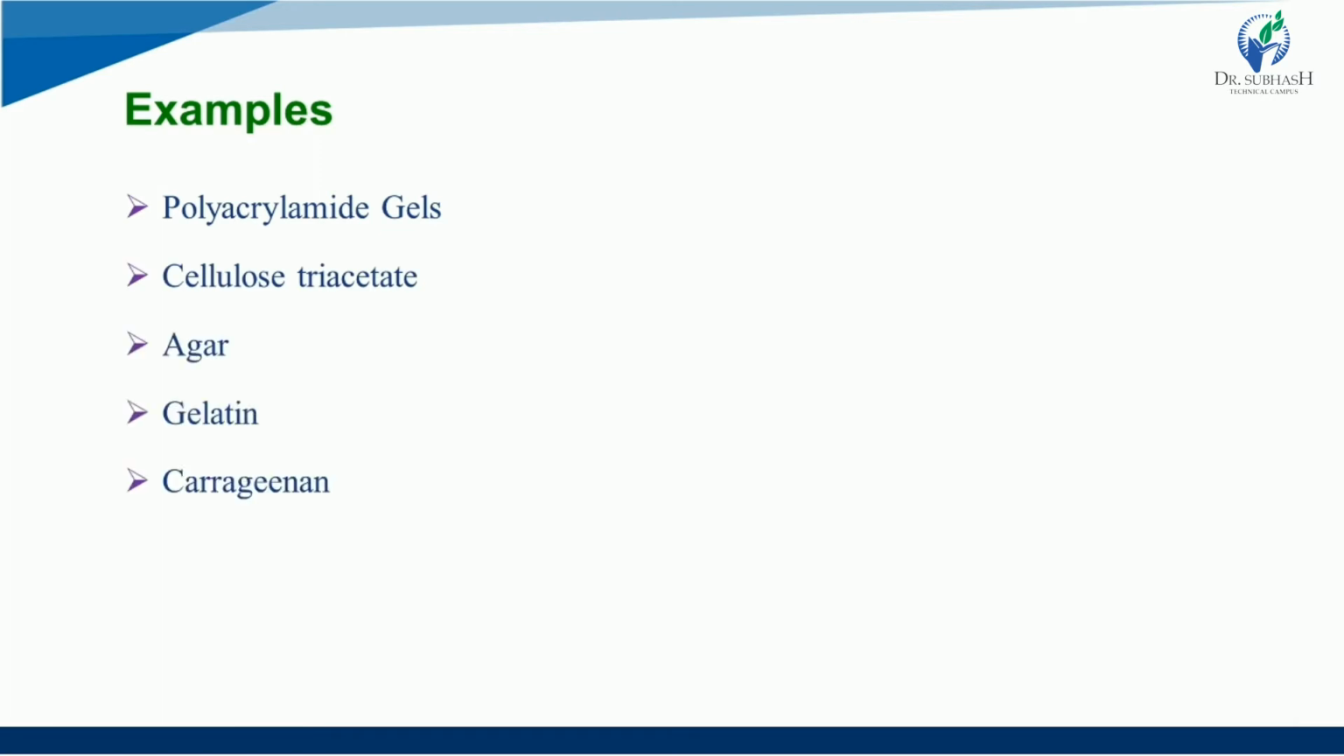So here are some of the examples of commonly used matrices for entrapment: polyacrylamide gels, cellulose triacetate, agar, gelatin, carrageenan and alginate. Please remember these examples. None of the examples should be skipped, right? Don't skip any example.